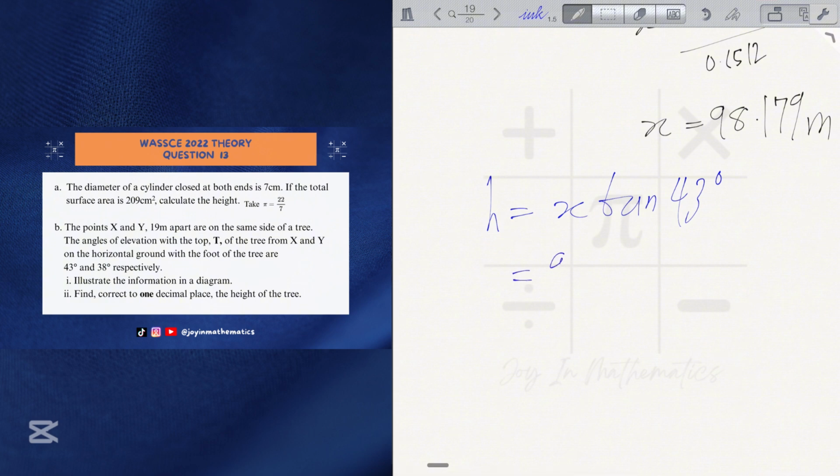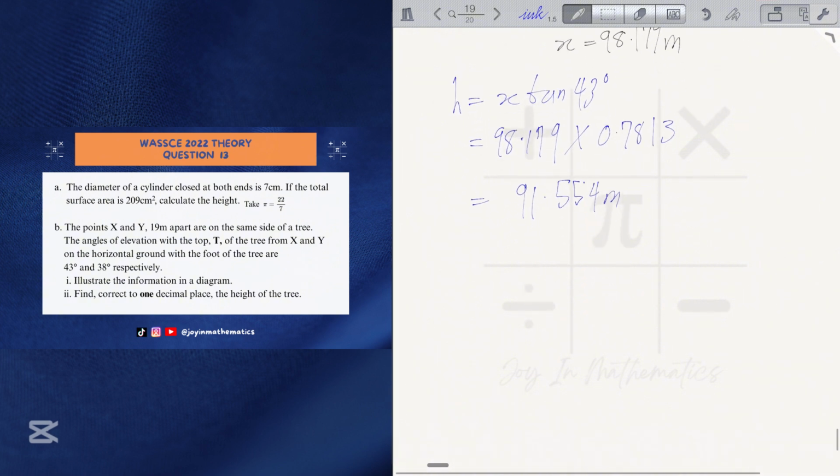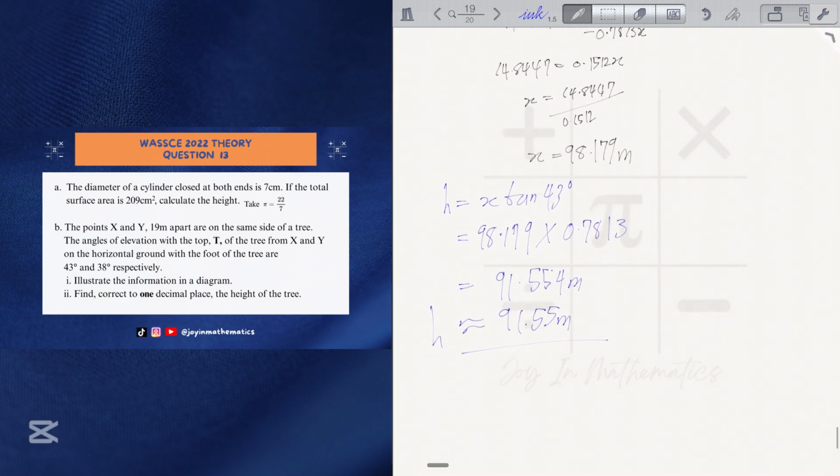So x is equals to 98.179, and tan 43 degrees is equals to 0.9325. Use our calculator for this. We will have 91.554 meters, and we can approximate this to give us 91.55 meters. So the height of the tree is 91.55 meters. So we have solved the B section.